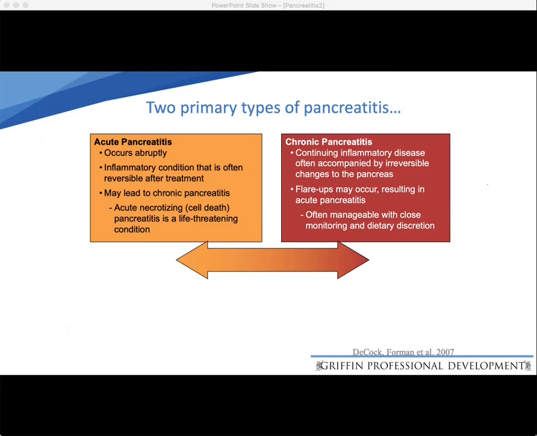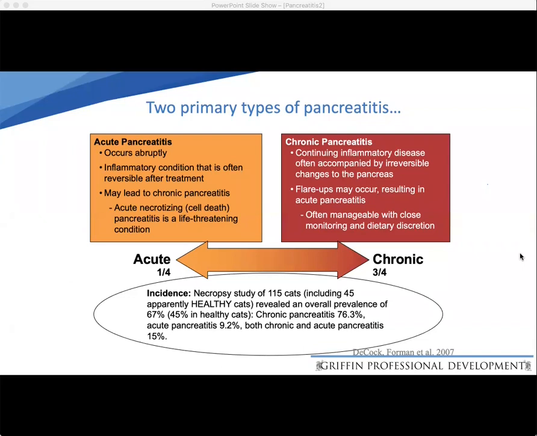Compare that with chronic pancreatitis, which is an inflammatory disease that is progressive, and it often is accompanied by irreversible changes to the pancreas, including fibrosis. Further flare-ups may occur, resulting in further episodes of acute pancreatitis on top of that. So the condition should often be manageable with close monitoring and dietary discretion, but ultimately chronic pancreatitis is accompanied by irreversible changes to the pancreas.